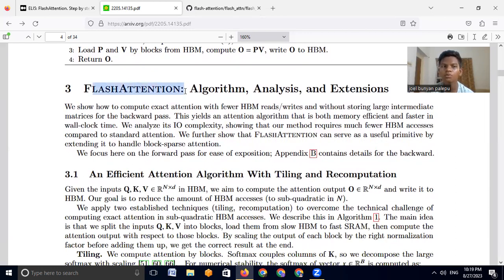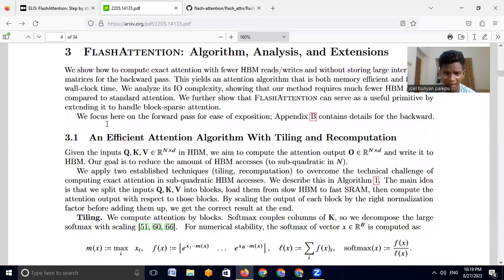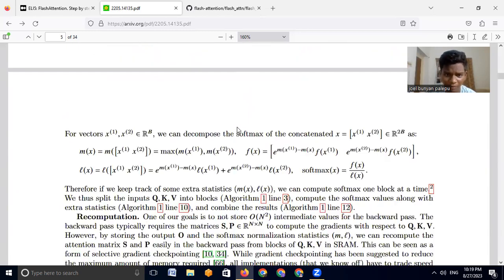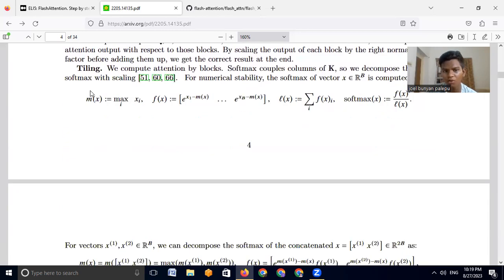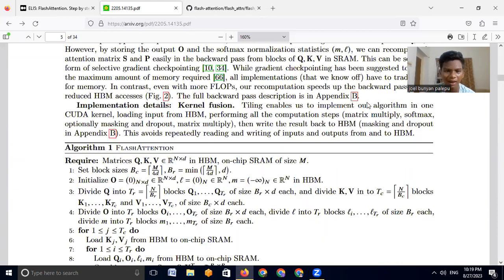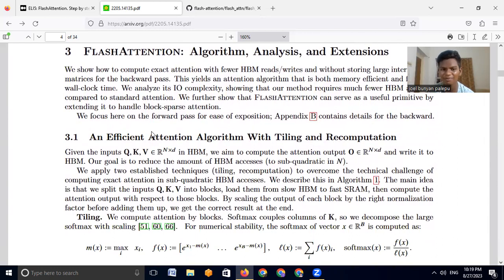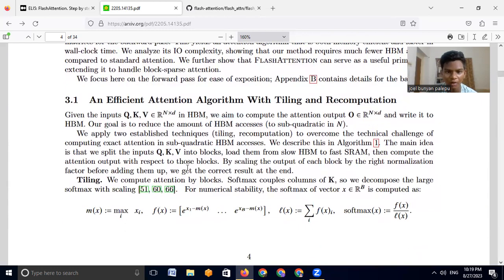Now they introduce flash attention, and they introduce an algorithm which we are going to cover. I'm not going to cover the mathematical softmax part; we'll go through the pseudocode at a very high level. Given the inputs Q, K and V in HBM, we aim to compute the attention O and write it to HBM. Our goal is to reduce the amount of HBM access. So that is the main thing of this paper.